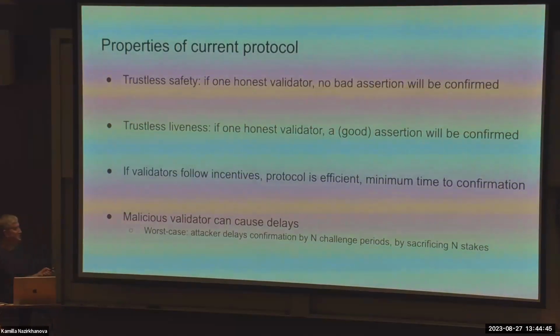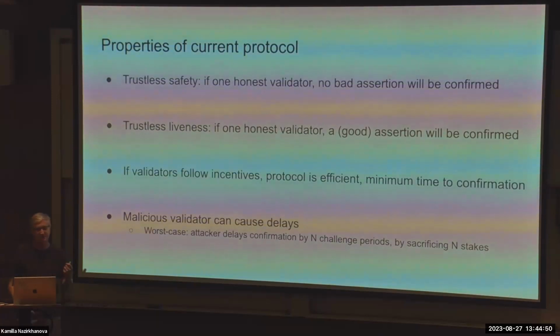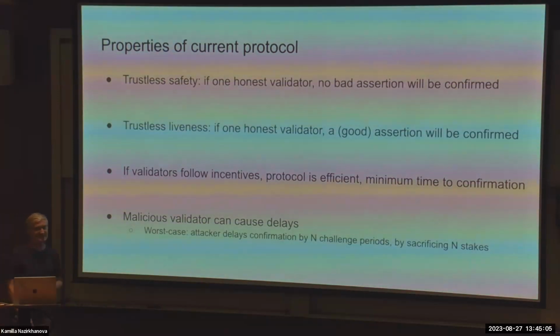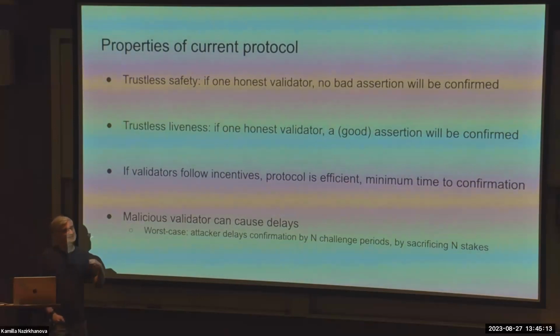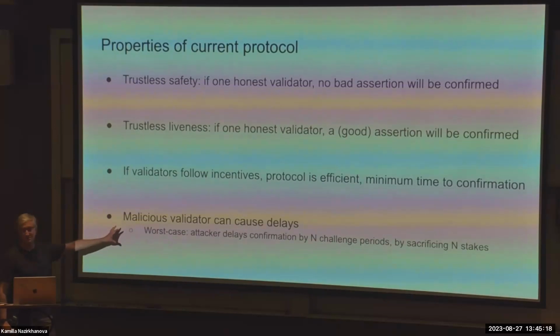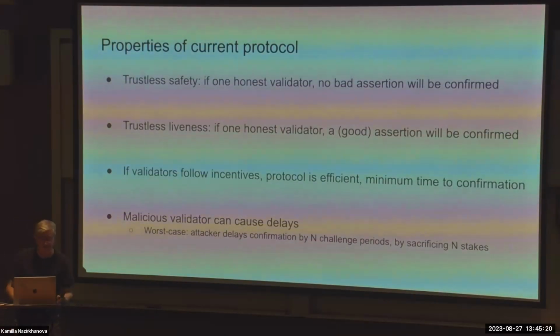But a malicious validator, or a collusion of malicious validators, or a single malicious validator using Sybils, can cause delays. And although it's not obvious from the description I've given you, in fact, the worst case delay attack against this allows an adversary to delay confirmation by N challenge periods if it's willing to sacrifice N stakes. And so that's a significant griefing attack. And even if the stake is very large, this doesn't make us happy. And this, in fact, is why on currently deployed Arbitrum chains, the validator role is permissioned. But we'd like to get rid of that.